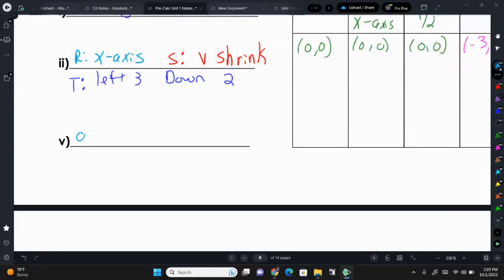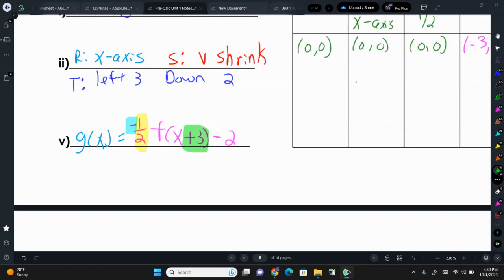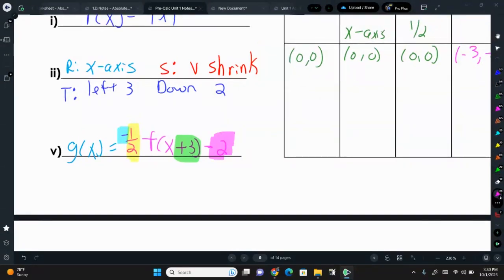And then the last part, g of x is equal to negative 1/2 f of x plus 3, minus 2. Because again, this is telling us what we are doing to the parent function. We are reflecting over the x-axis. We are multiplying the y values by 1/2. We are translating right 3 and then down 2. So this way of writing our functions is super critical going forward because that can be applied to any function, not just these Fab 6 functions.